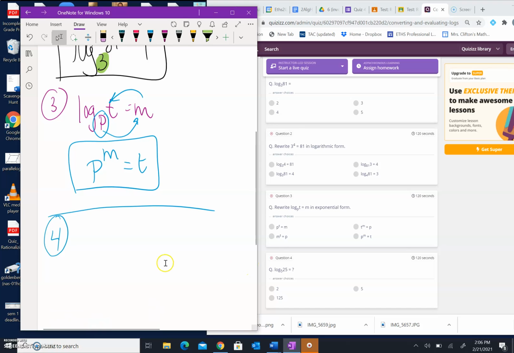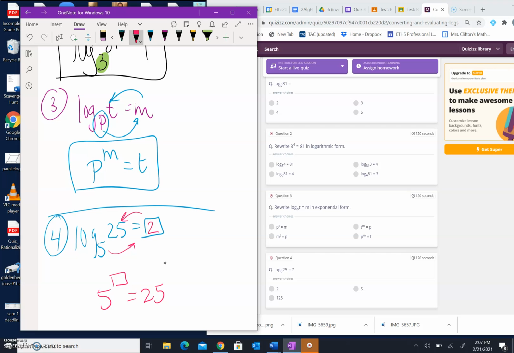Okay, the next one is asking us log base 5 of 25 equals what? Remember, in words, this is saying 5 to what power is equal to 25. Writing it in the exponential way helps us think through the question that it's asking. And then the answer is your power. It's going to be the 2nd power. We need to square it.